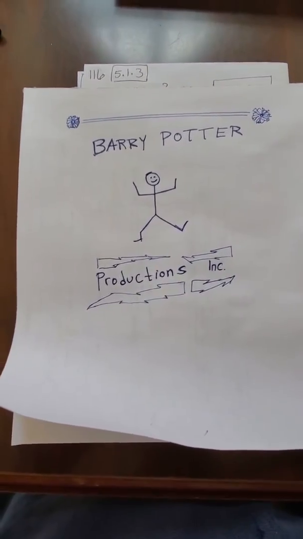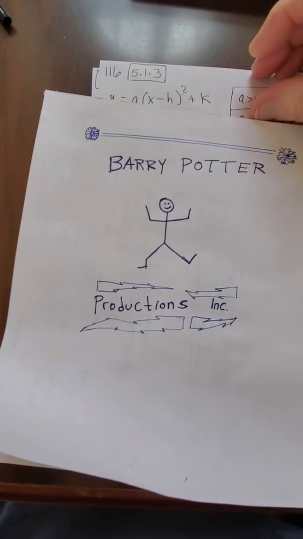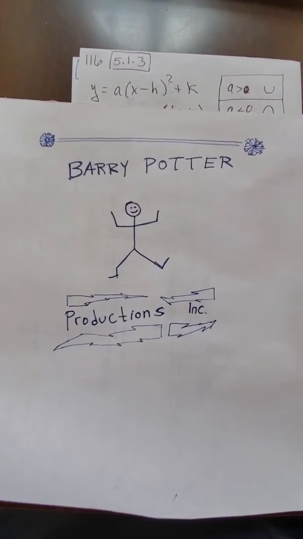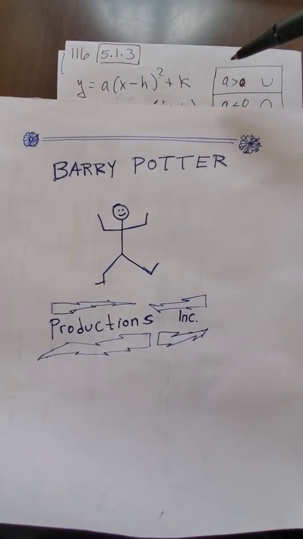So I know what you're all thinking. Is there another way to write the equation of a parabola? Funny you should ask. Funny you should mention that. Yes, there is. You could write it in the form y equals a times x minus h squared plus k.